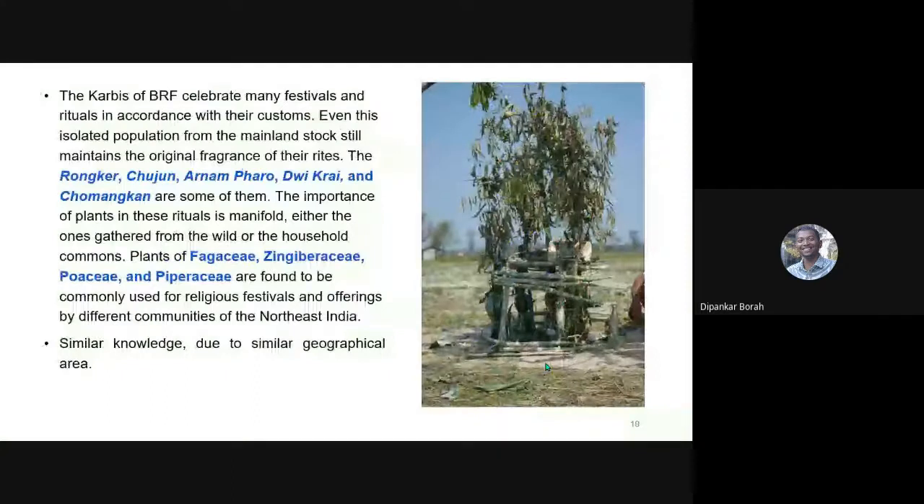The Karbis of BRF, though initially migrated from the mainland stock of Karbi Anglong, still maintain the original fragrance of their rites. Rongker, Chujun, Arnampharo, Duikrai, and Chomongkan are some of them. The plants of Fagaceae, Poaceae, Gingiberaceae, and Piperaceae are used, which is similar to the other communities of Northeast India. The similar knowledge is due to similar geographic area.